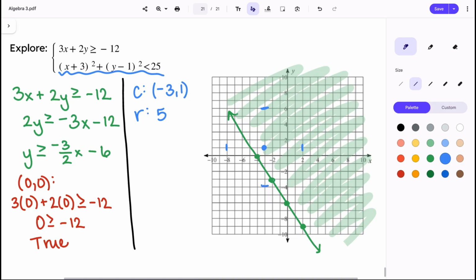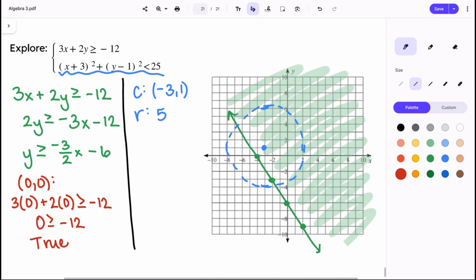Is my circle going to be a solid circle or a dash circle? Dash, because it has a less than sign. So when I connect this, make sure that you're still following those rules for graphing. We don't want it to be a solid circle. We want it to be dashed. Okay, I can still test 0, 0 because that's not on my circle.